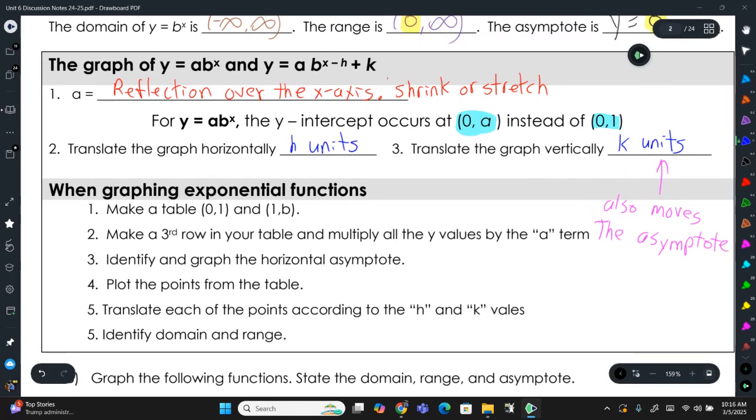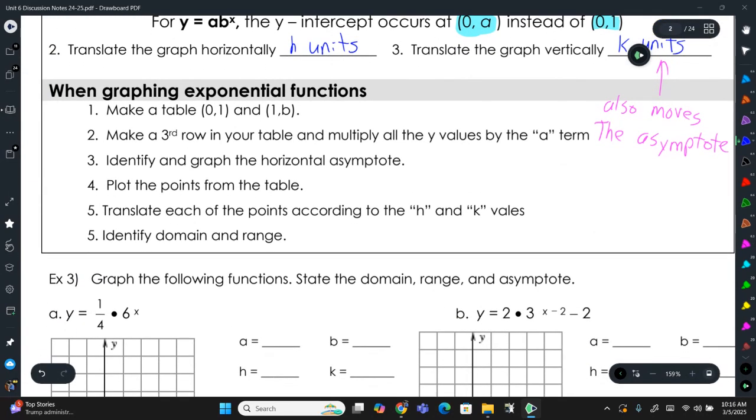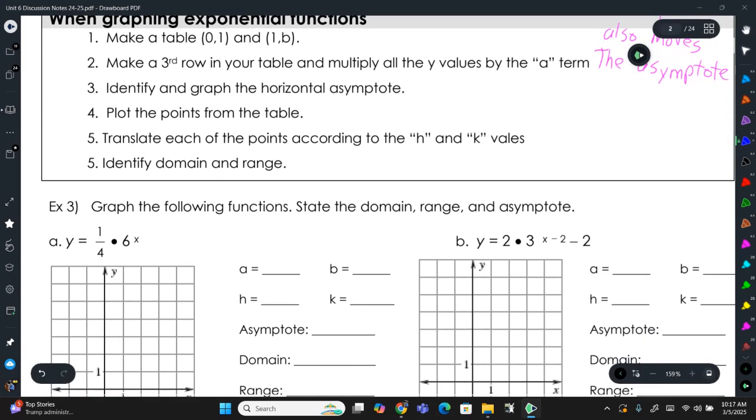So when we graph these, we're going to have a table, and we're going to have 0, 1, and 1, comma b be the first ordered pair. Then we're going to make a third row in the table and multiply all those y values by a. We'll identify and graph the asymptote, and then plot the points from the table, and then translate each point based off of h and k. And then finally, identify domain and range. That will be step 6.